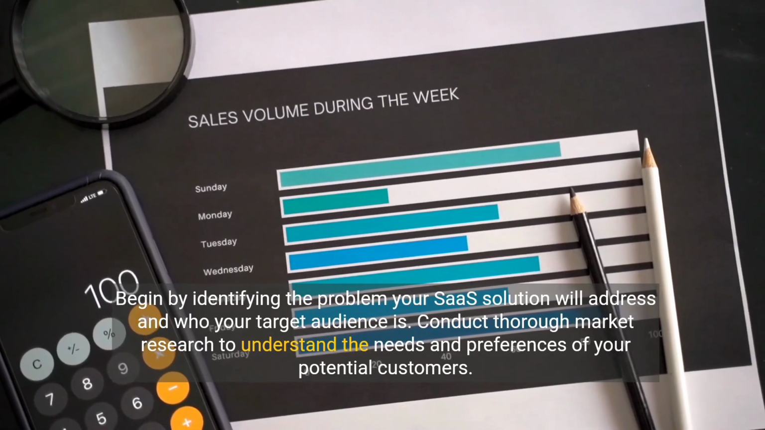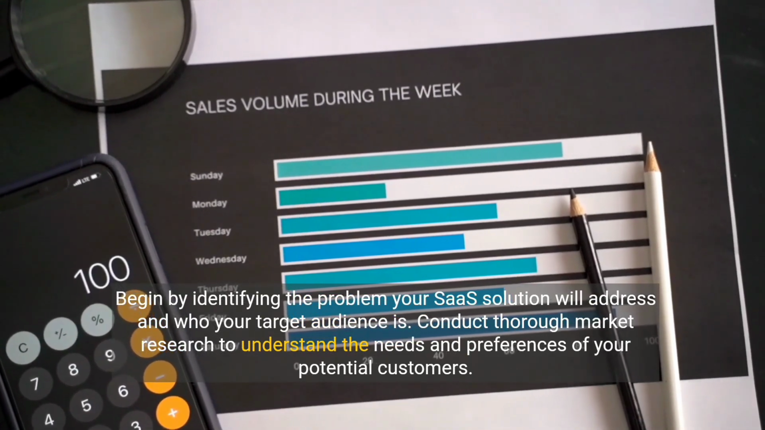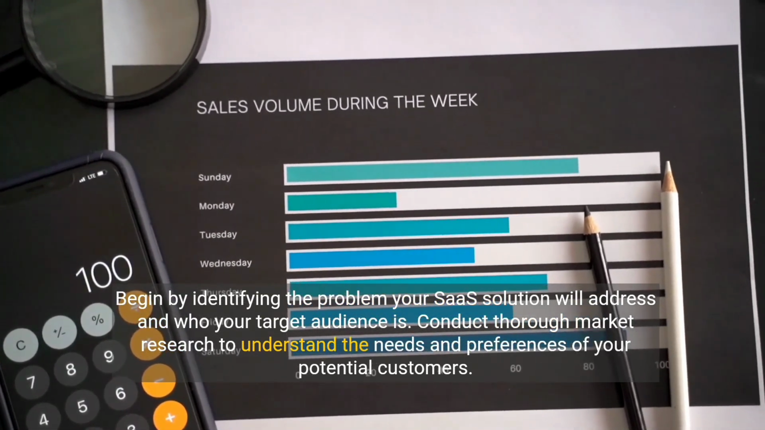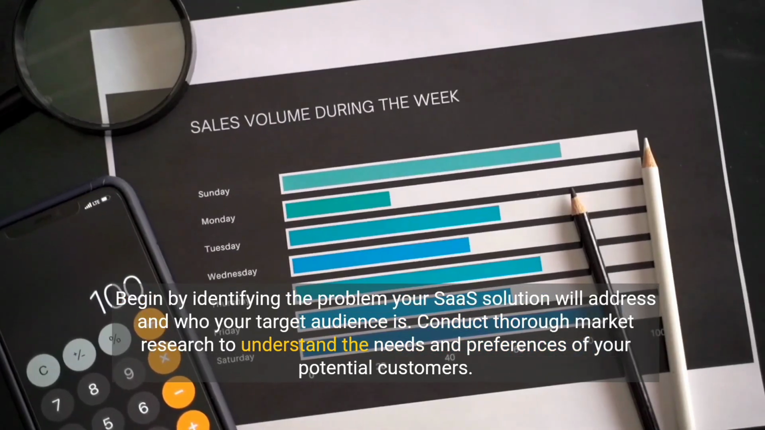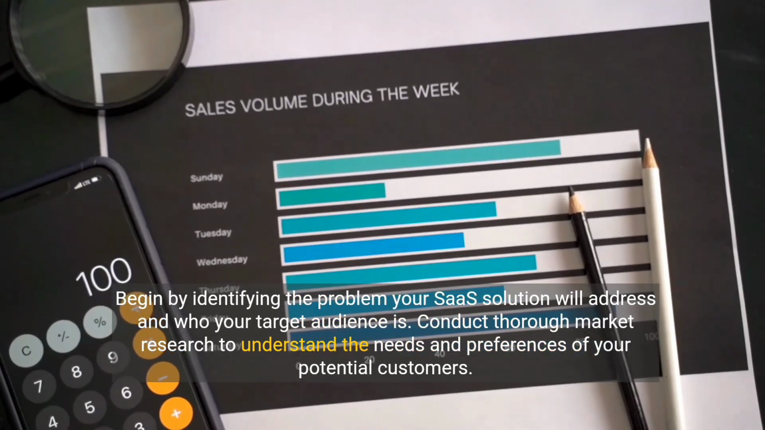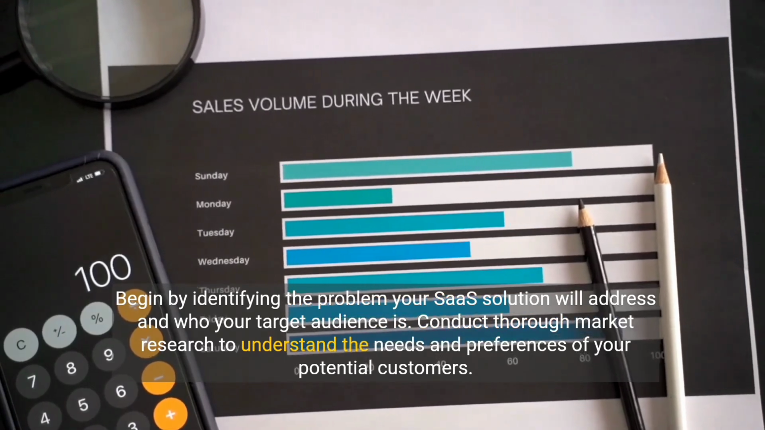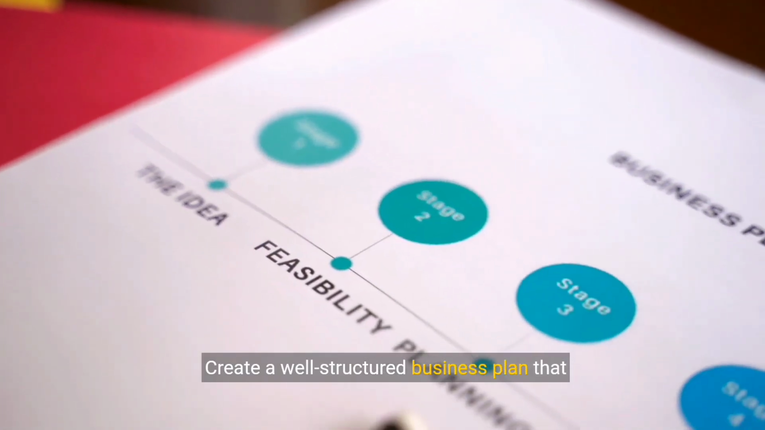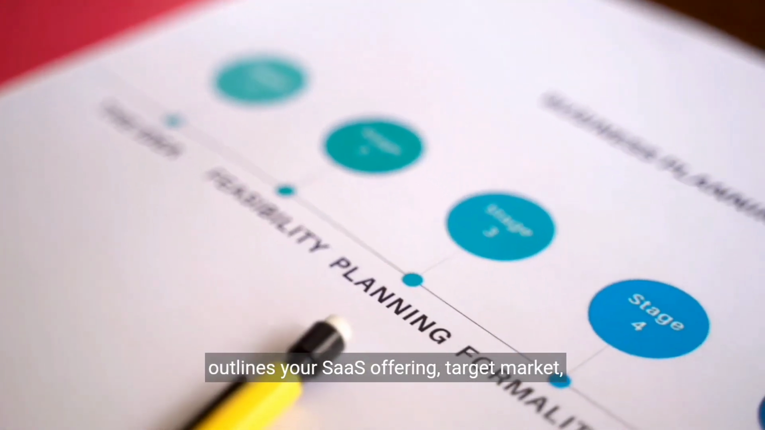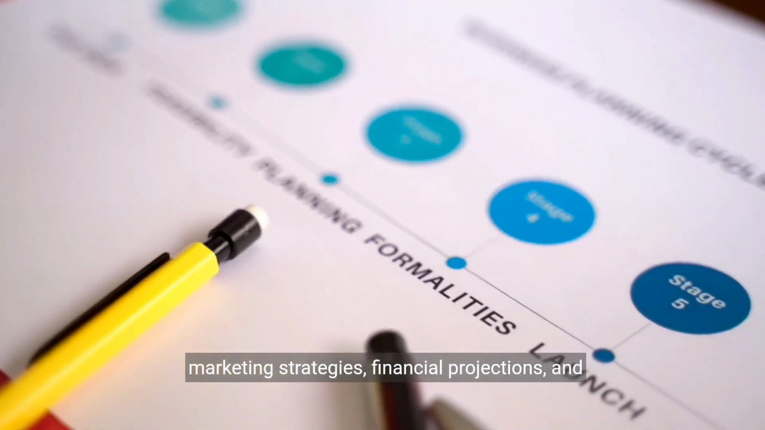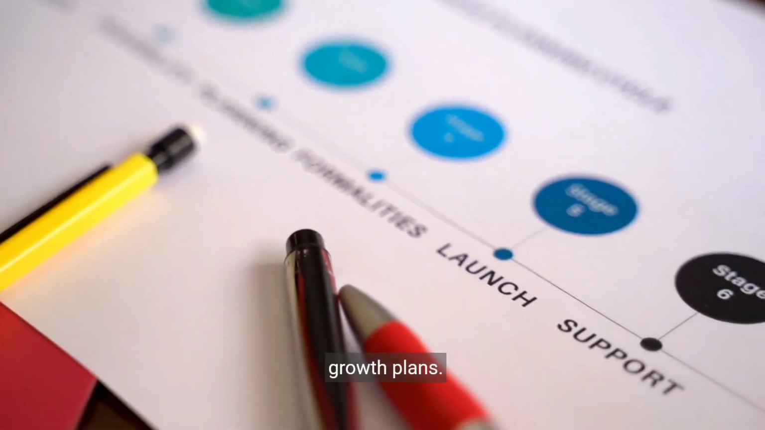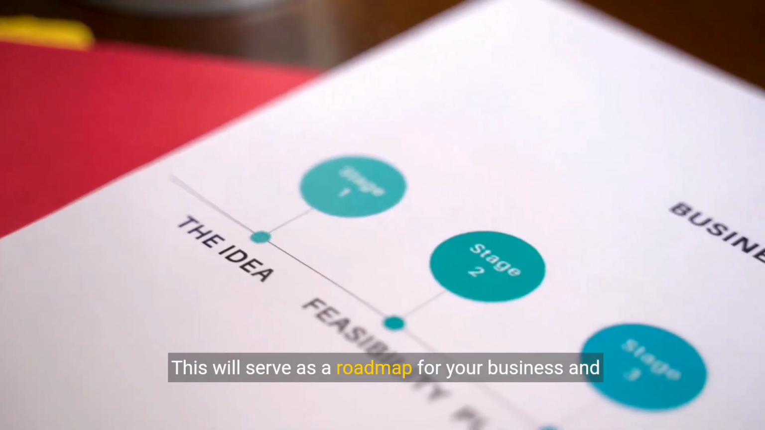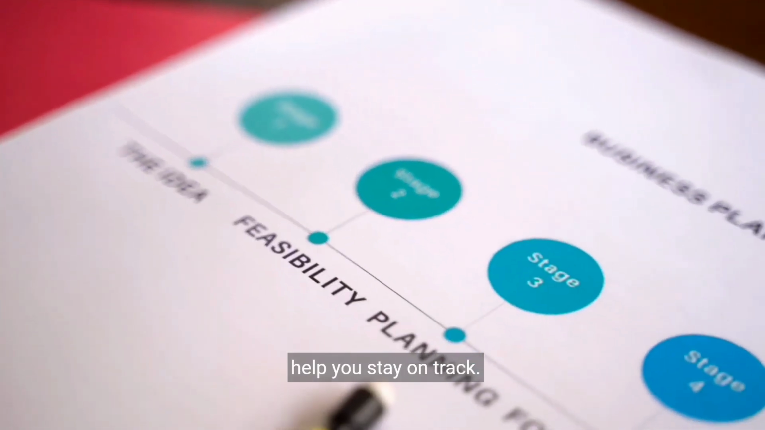Begin by identifying the problem your SaaS solution will address and who your target audience is. Conduct thorough market research to understand the needs and preferences of your potential customers. Create a well-structured business plan that outlines your SaaS offering, target market, marketing strategies, financial projections, and growth plans. This will serve as a roadmap for your business and help you stay on track.